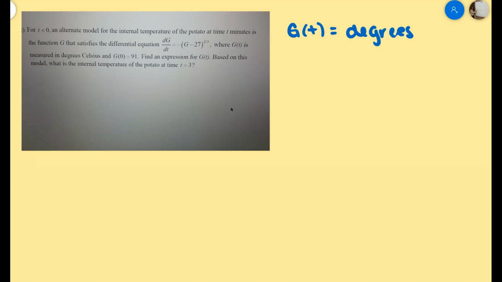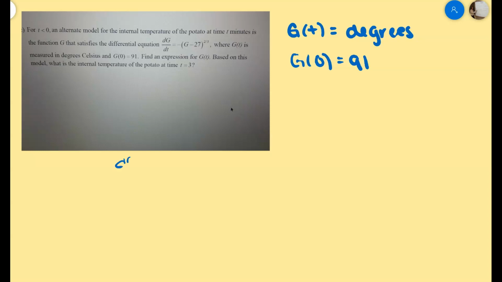And we are also told that g of 0 is equal to 91. So it says find an expression for g of t based on this model. In order to find an expression for g of t being given a derivative, we're going to find the antiderivative. So essentially we are going to integrate, but we can't integrate it the way it is now because we have mixed variables. So we've got to get the g's to the g's and the t's to the t's.